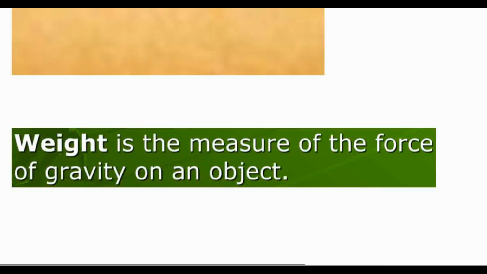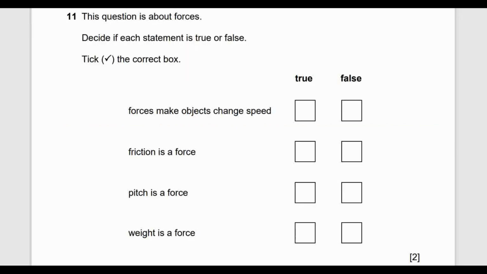And here you see the green ball is still, but if we apply force by kicking it, then it will have a speed, or it will move with a certain speed. So force can change the speed of an object. Weight is the measure of the force of gravity on an object. So weight is a force. So forces make objects change speed. It will be true. Friction is a force is true. Weight is a force is true.